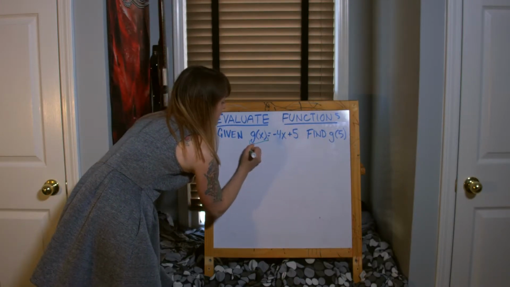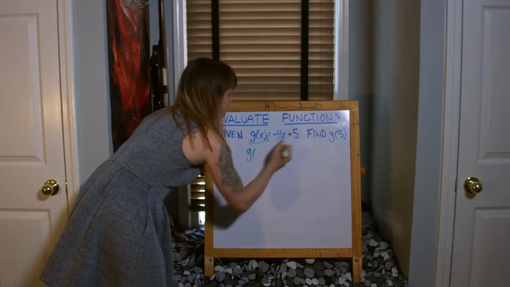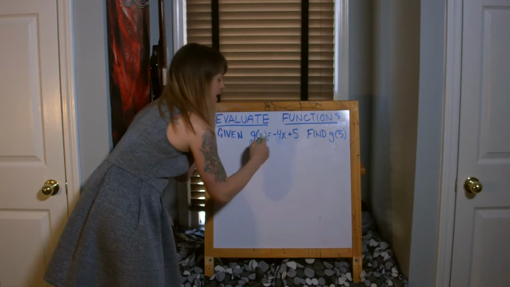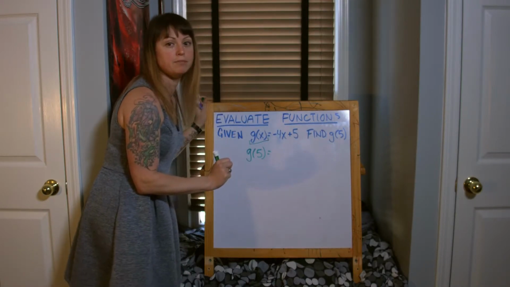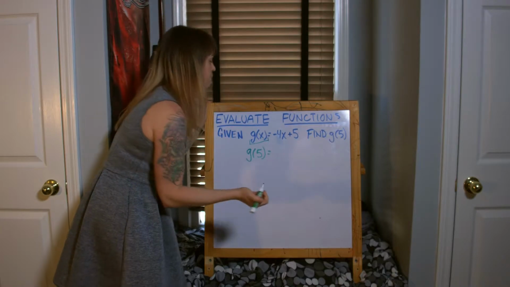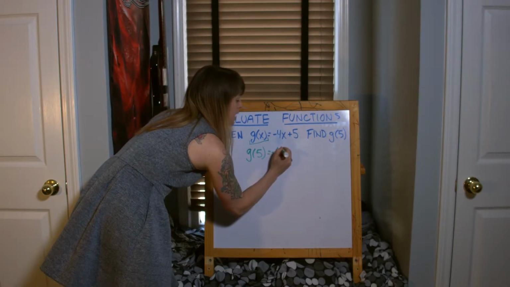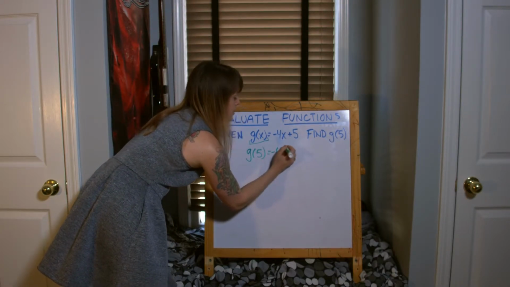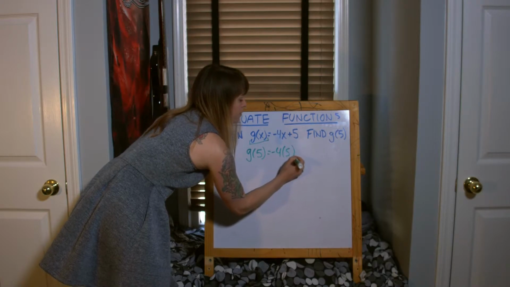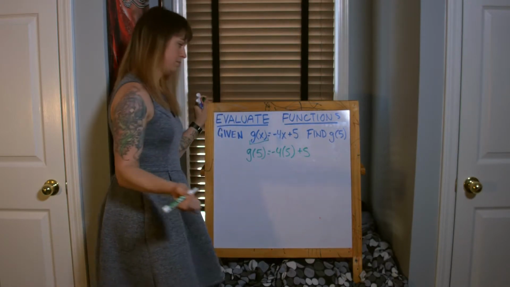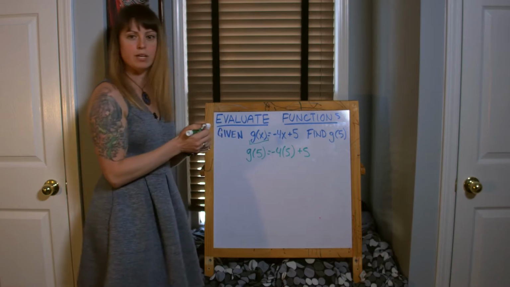So we would say g of 5. Notice that anywhere I see an x, I'm going to plug in 5. It just wants to know what it is when x is equal to 5. g of 5 is equal to negative 4, instead of x, I'm going to say times 5, plus 5. So look, I'm just plugging in 5 wherever I see x's.